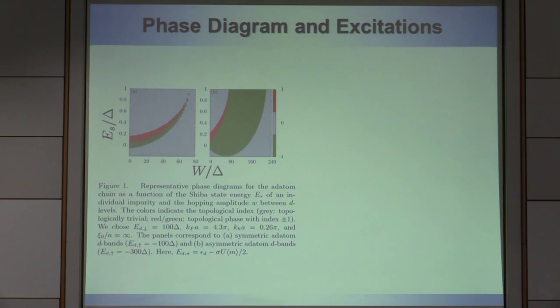So first of all, if you remember this diagram that I had before with two signs of topological index, it remains roughly the same. So there are two types of topological states. The coordinate here is the depth of the Shiba state. As I told, it cannot be larger than 1. So E_S over delta is up to 1, and this axis is the width of the band of d levels in units of delta.